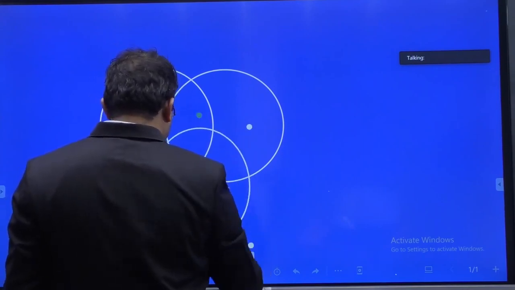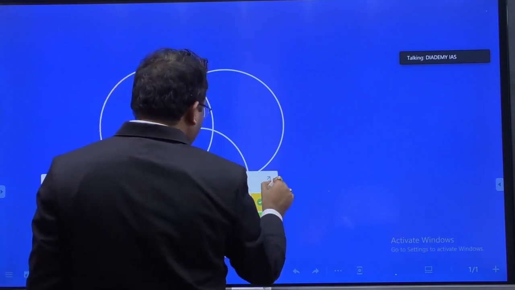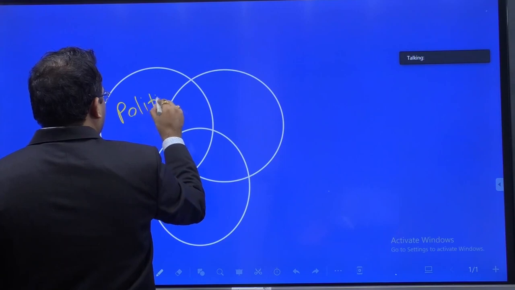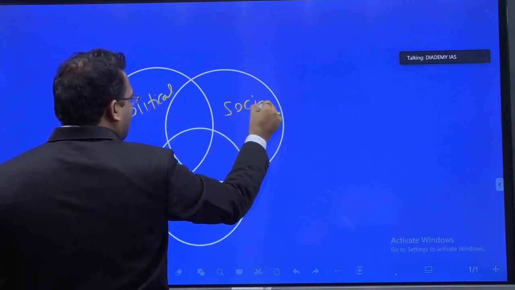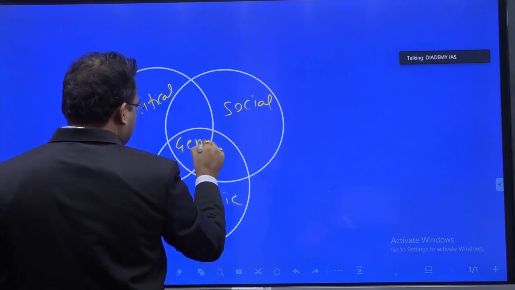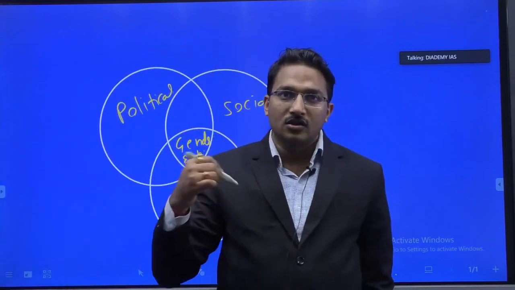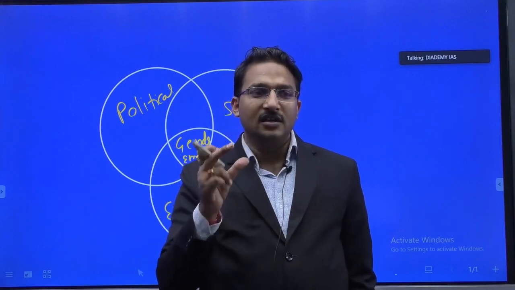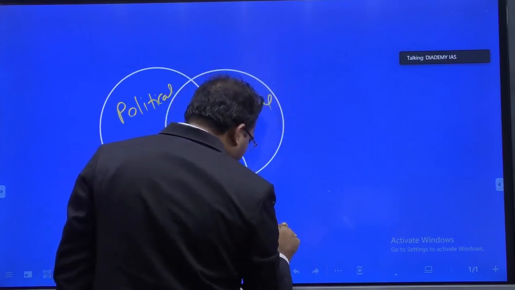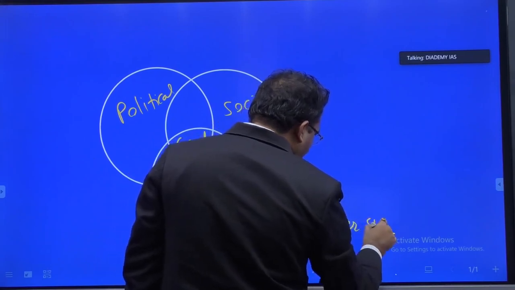Suppose we want to talk about gender empowerment. So political empowerment, social empowerment, economic empowerment. This is gender empowerment. Political, social, economic, combined, these three make gender empowerment. So what we will do, we will write Figure 1, Gender Empowerment.